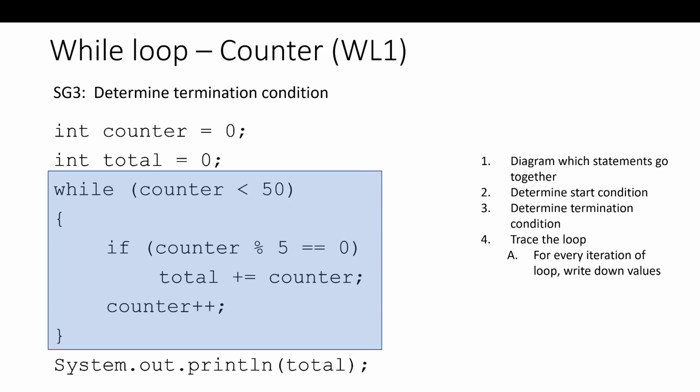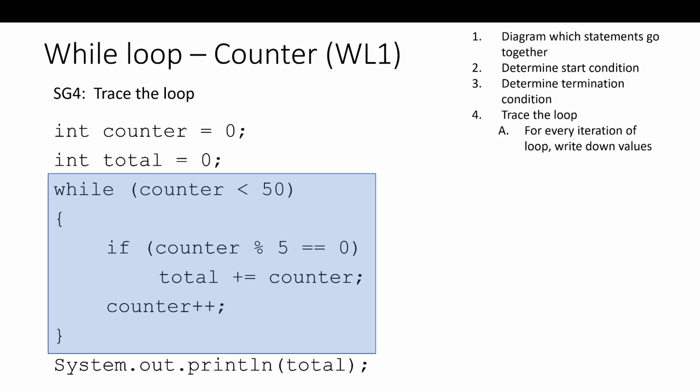The third sub-goal is to determine the termination condition. In this case, the loop will continue as long as counter is less than 50. The opposite of less than 50 means that whenever counter is greater than or equal to 50, the loop will terminate.